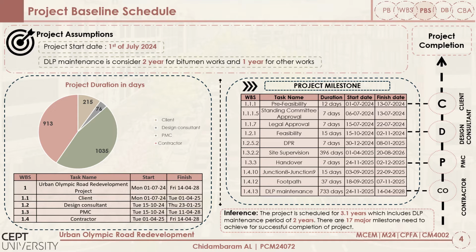The result from MS Project shows that the project is scheduled with a total duration of 3.1 years, including the 2 years of defect liability period. The pie chart on the left side shows the time frame for each and every stakeholder in terms of days. The PMC will work more number of days to complete the project with final handover to client after DLP period. The milestone table on the right side shows the major activities from the feasibility study to final handover, which need to be completed within the dates mentioned for smooth and successful completion of the project without any delays.